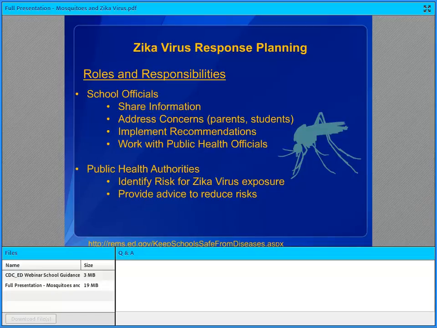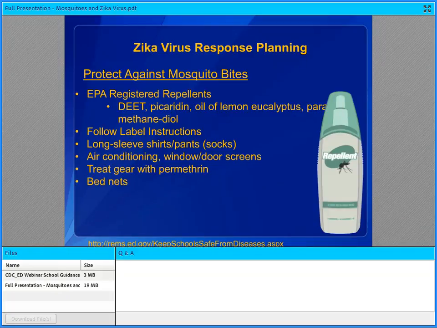As we try to prevent further infection, public health authorities, and these are your state and local health officials, are going to be on the front lines of the fight against Zika. You have to first identify your risk for Zika exposure. So, do you live in an area where the Aedes mosquitoes are present? And then advising your communities and your schools on how to reduce risk of exposure to those mosquitoes. And we'll talk quite a bit about some of that today.